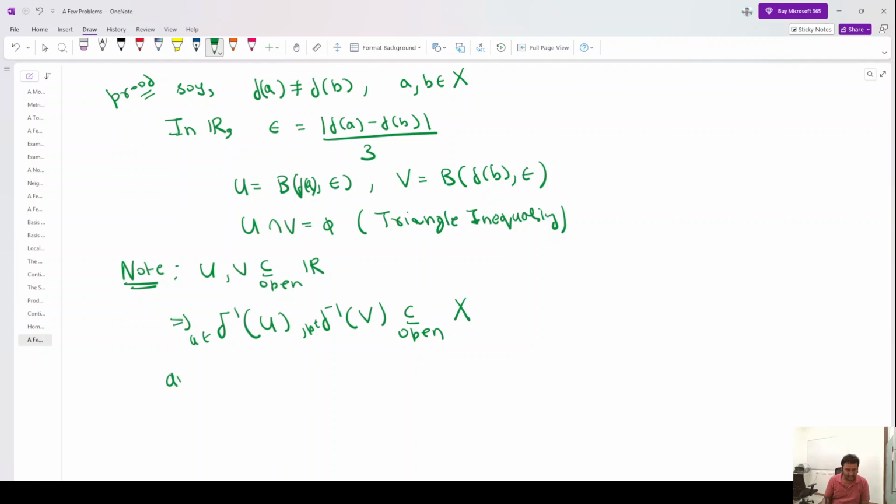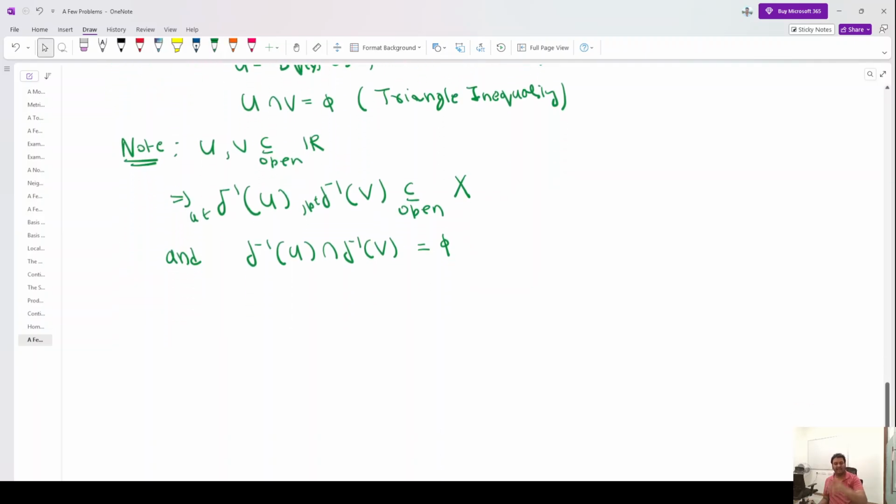And moreover, F inverse of this thing intersected with this is empty, right? You know F inverse is well behaved, I mean, the inverse image of a function under unions and intersections. If you don't know, then show this fact, in fact, for any family. So what this means, guys?